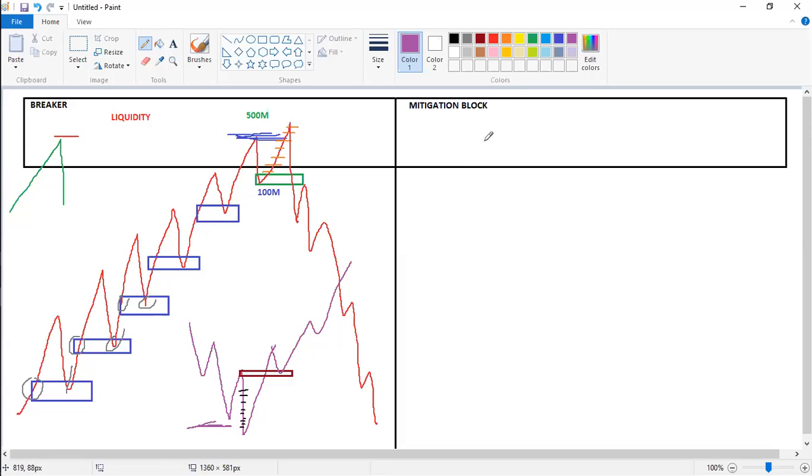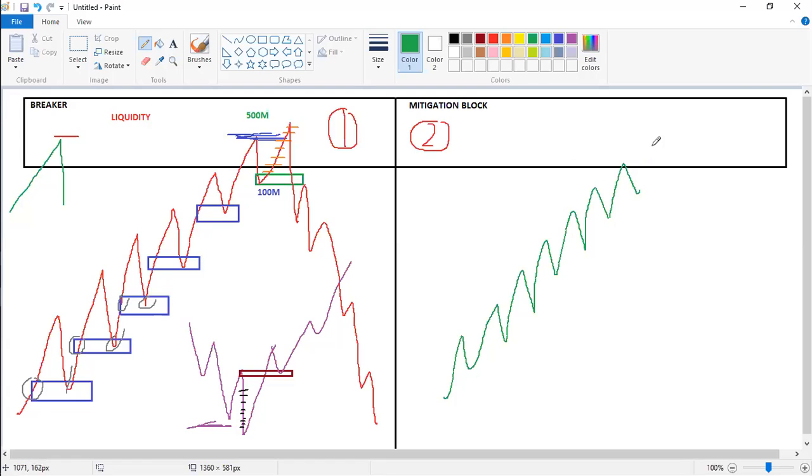Then a mitigation block is found in type 2. Okay, so this is type 1. This is type 2. Same scenario as the breaker, higher high, higher. These are all return to order blocks. Then we get to the area where we want to reverse, right? When price gets into this level, the institutions will sell here, right here. This is their first sell order. They want to sell.